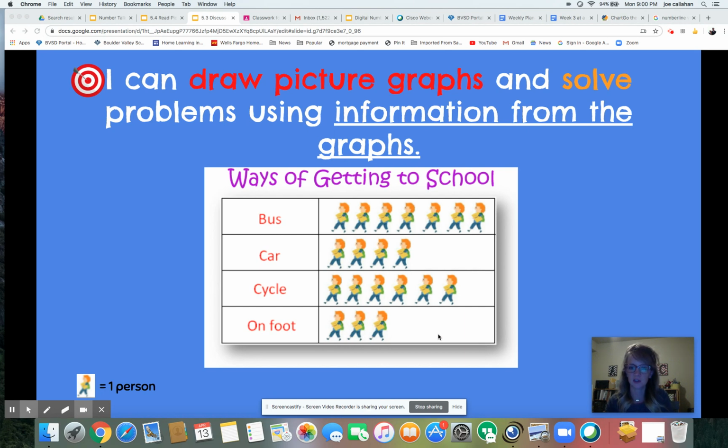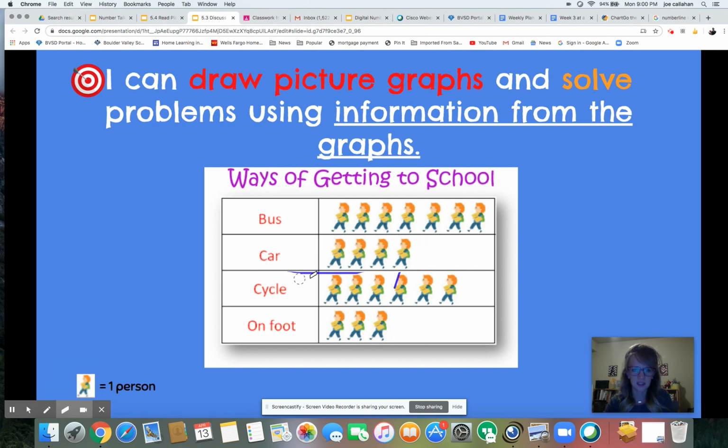How many kids ride the car to school? How many kids ride the car to school every day? That's right. 4 kids ride in the car to get to school every day. All right, you ready for a tricky one?